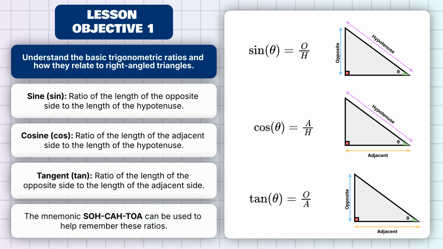You may find it helpful to use the mnemonic SOHCAHTOA to remember. SOH stands for sine is opposite over hypotenuse. CAH stands for cosine is adjacent over hypotenuse. And TOA is for tangent is opposite over adjacent.